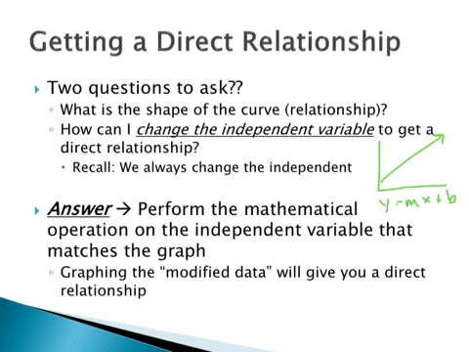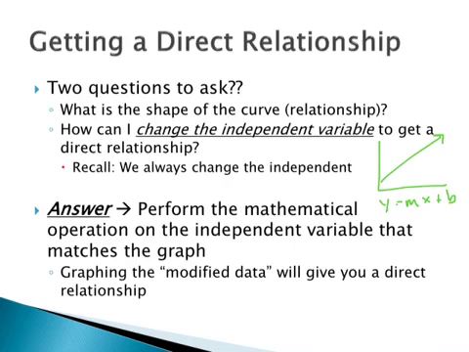If I see that I have, for example, an inverse relationship, what I am going to do is change the independent variable that represents the type of relationship I have. Meaning that if I see I have an inverse relationship, I am going to manipulate the independent variable such that it will give me a direct relationship.